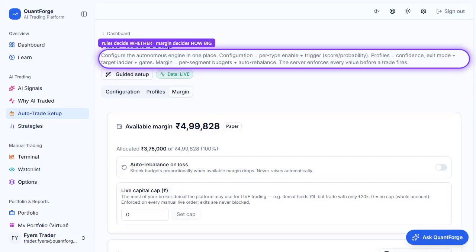Exactly, and it is the single most important safety control you own. No matter how confident the AI is, it can never spend more on a type than you allot here. We will look but not touch. Every number on this tab is a live setting, so I will change nothing.